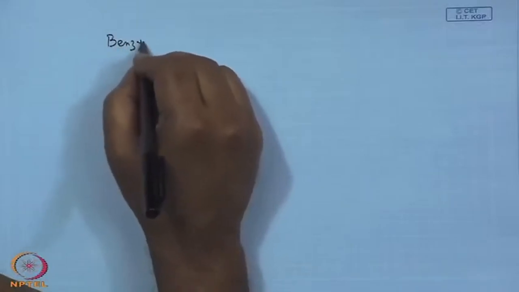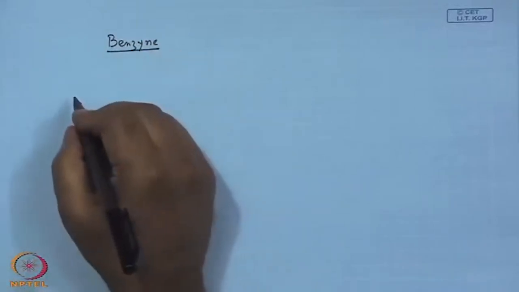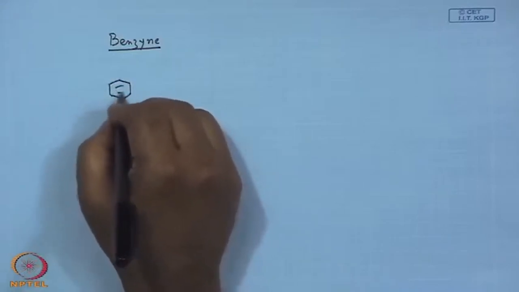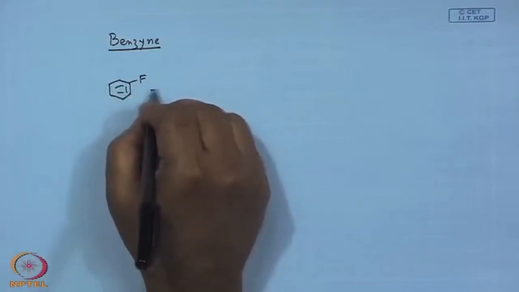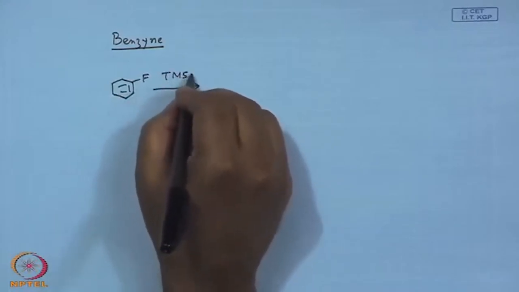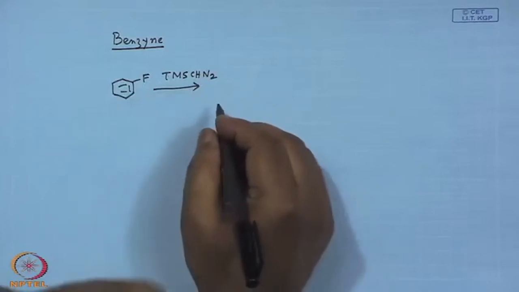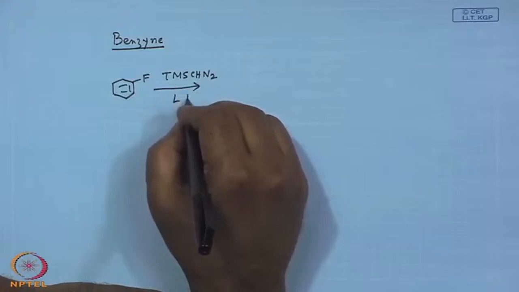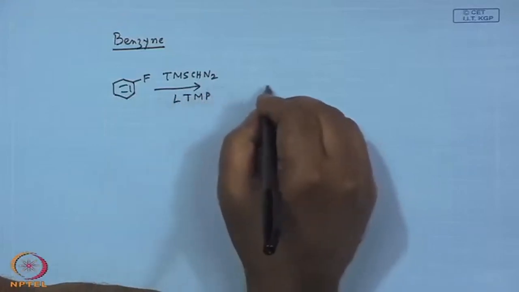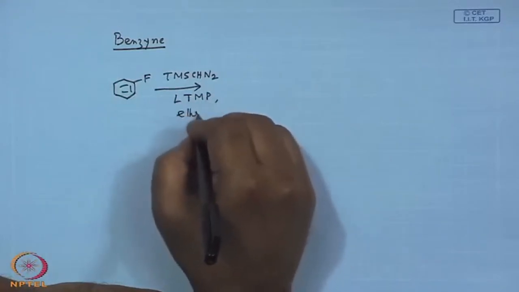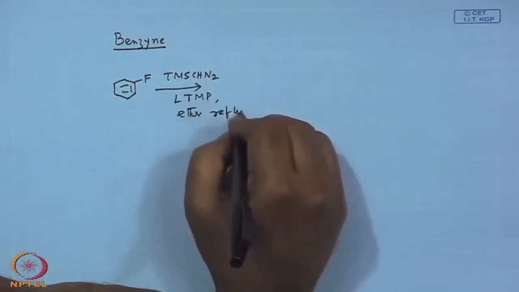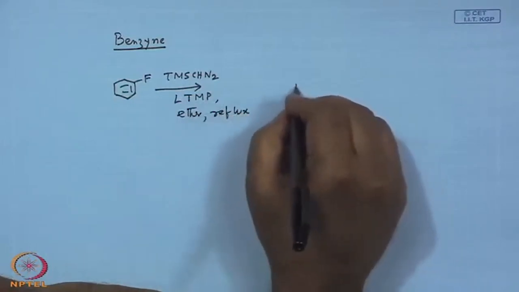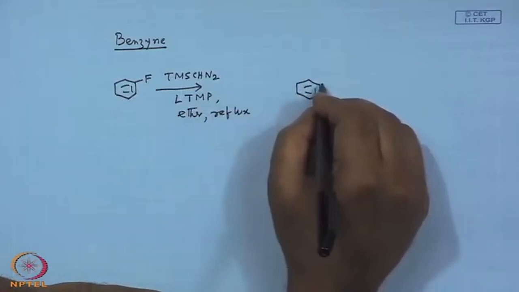Okay, so let us look at one more reaction, I think that would suffice for the synthesis of indazole. This is the benzyne route, I think that is the way it should be known, benzyne route. If you treat fluorobenzene with TMS-diazomethane, which is basically a substitute for diazomethane, and then LTMP in ether at reflux, ether reflux meaning basically 35 degrees centigrade, in one step you will get this indazole derivative.